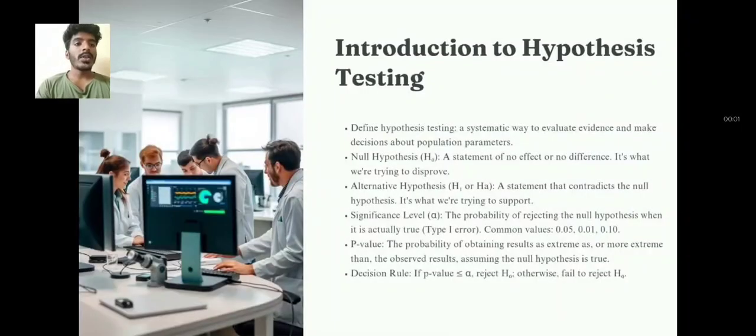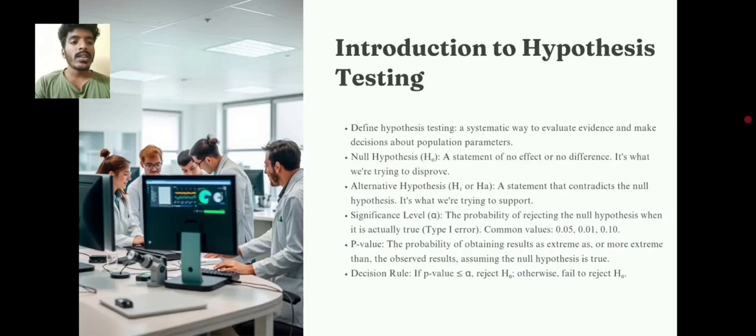Now, getting into the topic: Introduction to Hypothesis Testing. Hypothesis testing is a systematic way to evaluate evidence and make decisions about population parameters. Null hypothesis H0: a statement of no effect or no difference. It's what we're trying to disprove. Alternative hypothesis H1 or HA: a statement that contradicts the null hypothesis. It's what we are trying to support.